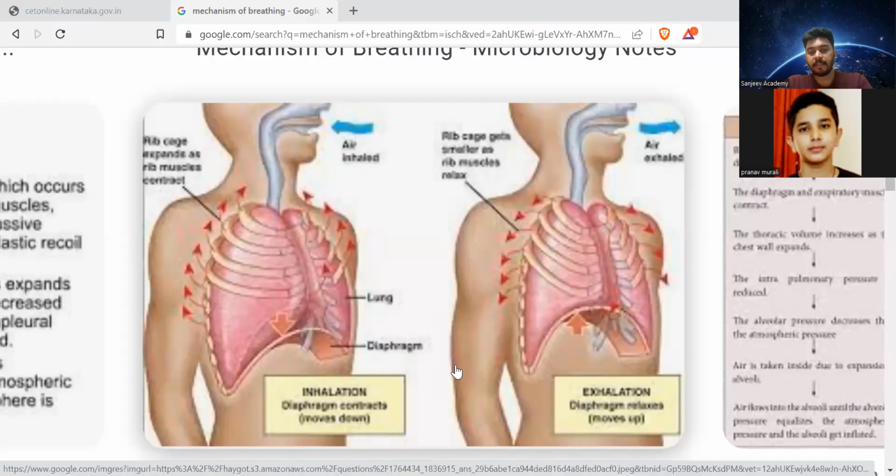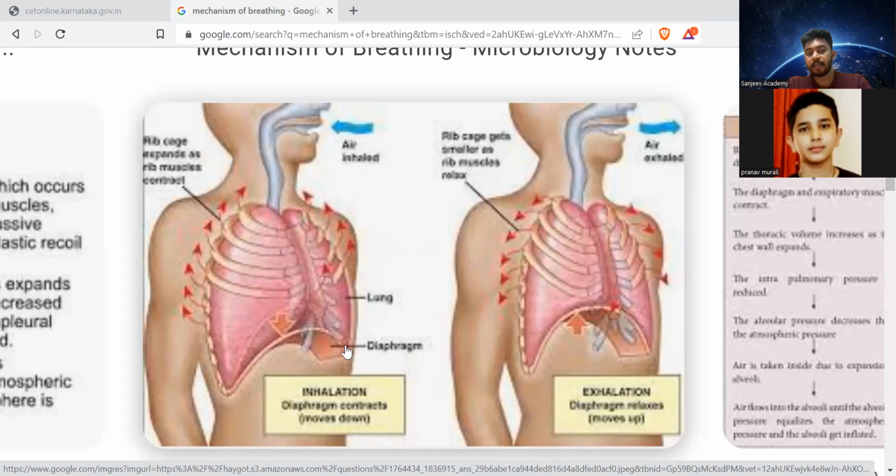So breathing, correct. Last class, I think we discussed inhalation and exhalation. We can see this diagram. I think we all know what inhalation and exhalation are. But the main important thing in inhalation, you can see in the diagram here. This is the normal position of the diaphragm.